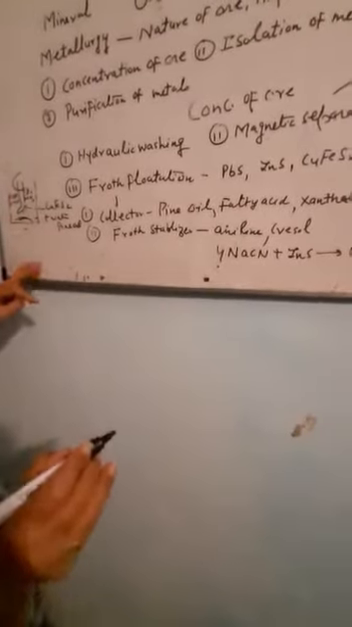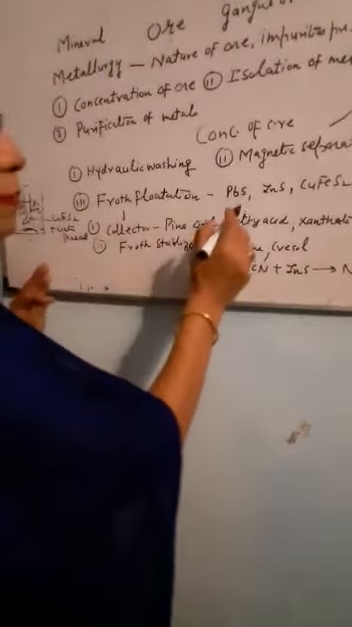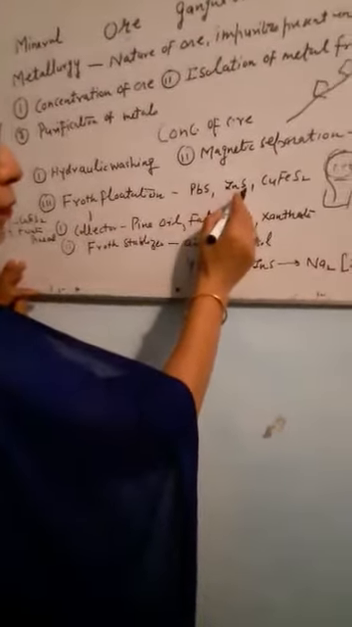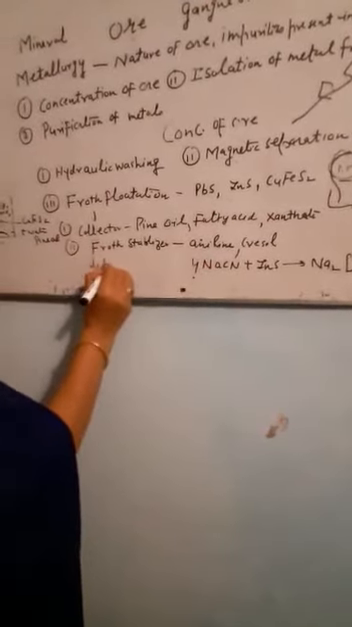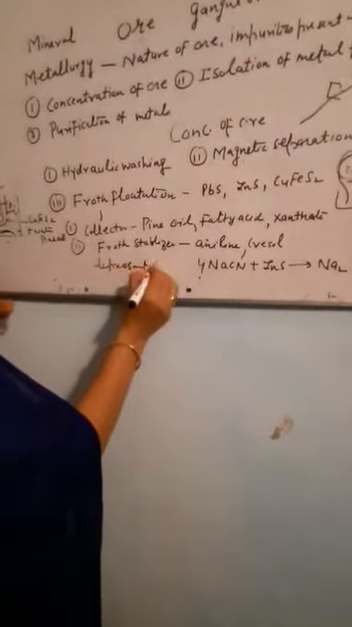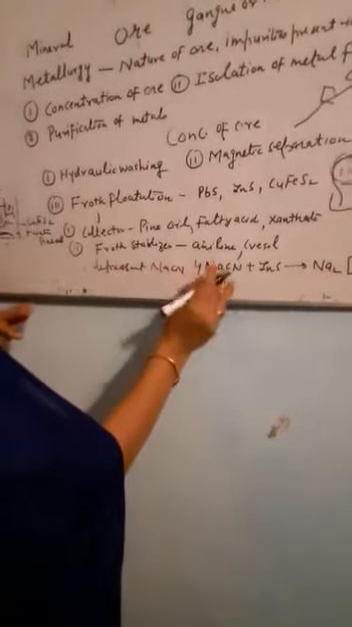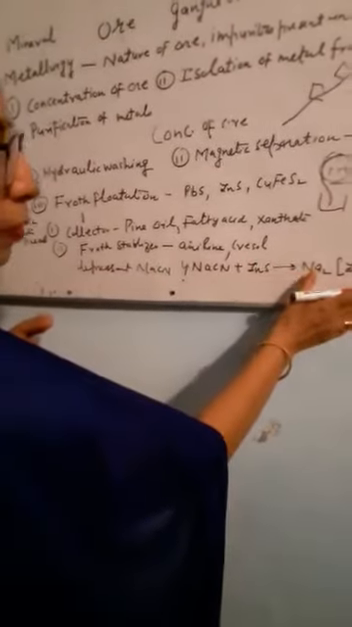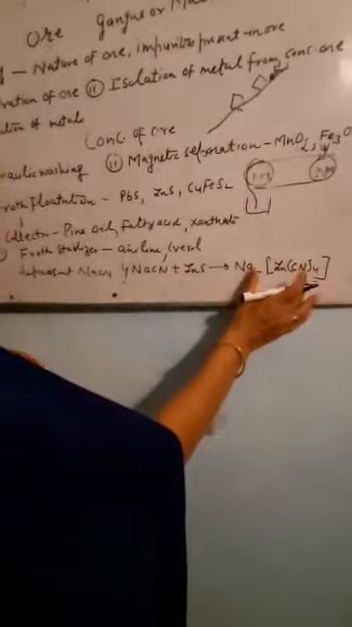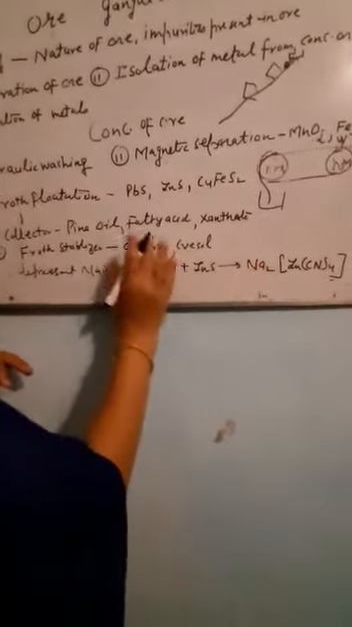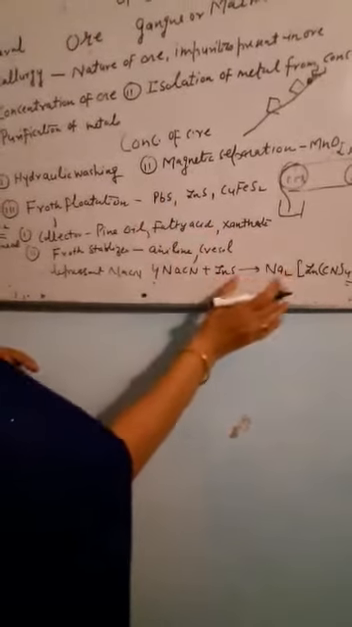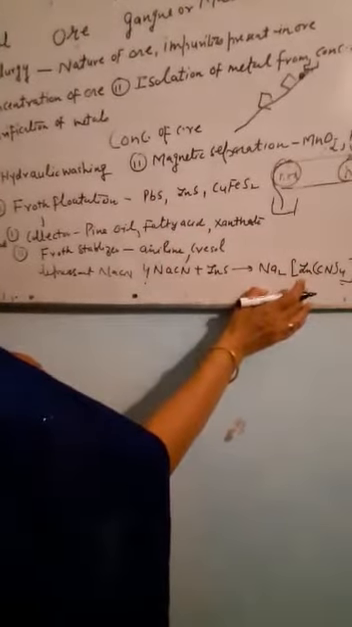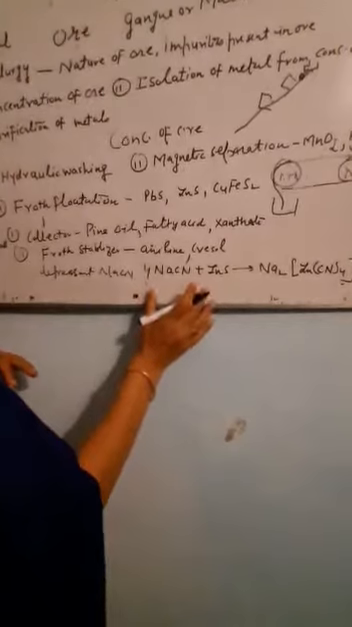Froth flotation can be used for the separation of two sulfide ores. Suppose there is a mixture of lead sulfide and zinc sulfide. When we add one substance that is known by the name of depressant, NaCN, it will combine with zinc sulfide to form a complex, and it will not be converted into froth. But the lead sulfide will be converted into froth, and later on the zinc sulfide can be separated and can be converted into froth.